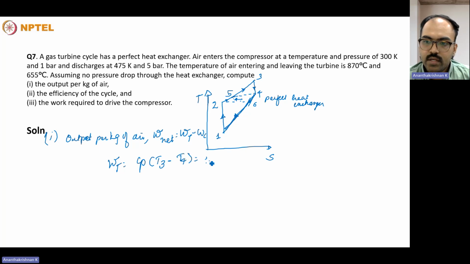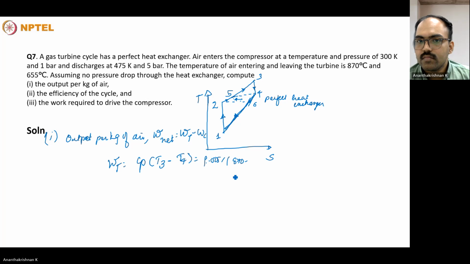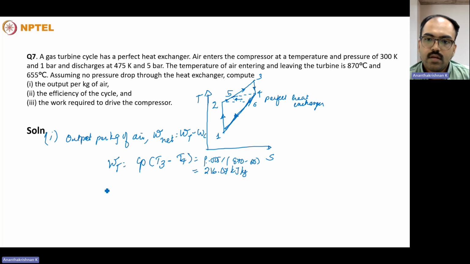That is 1.005 into 870. This temperature is 870, T3, and it leaves at 655. So the net work is 216.07 kilojoule per kilogram.